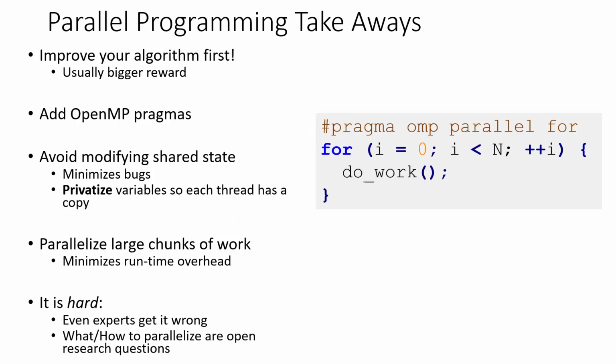Avoid modifying shared state, which minimizes bugs. If there are problems, privatize variables so each thread has its own copy. Parallelize large chunks of work instead of parallelizing everything. So only parallelize the work that is worth parallelizing.